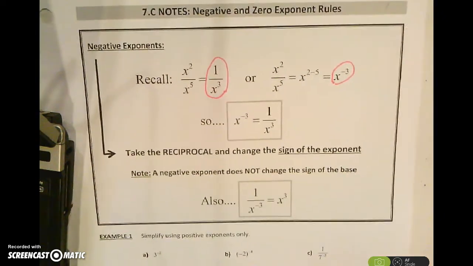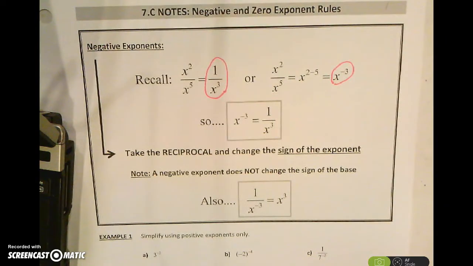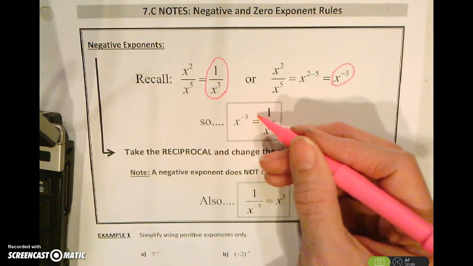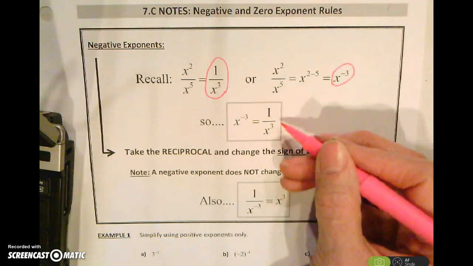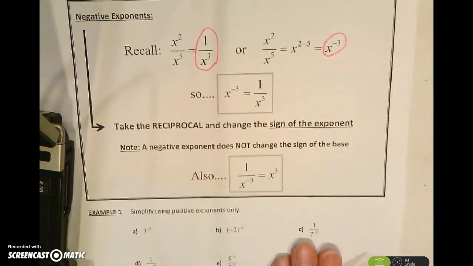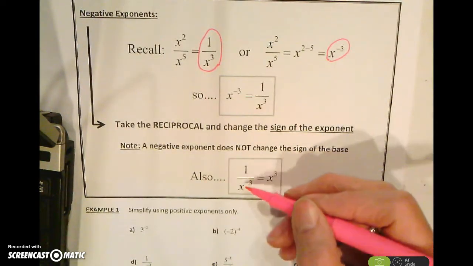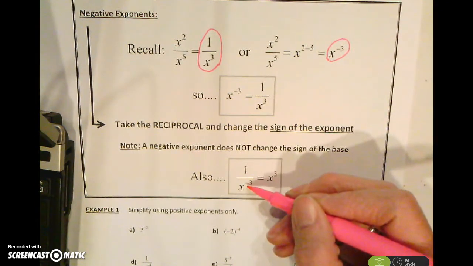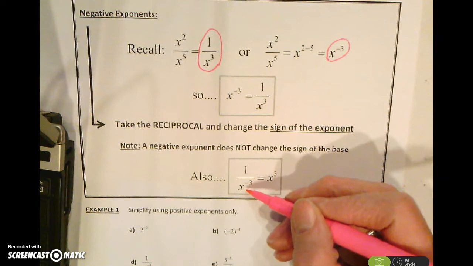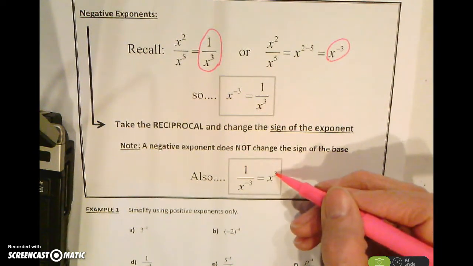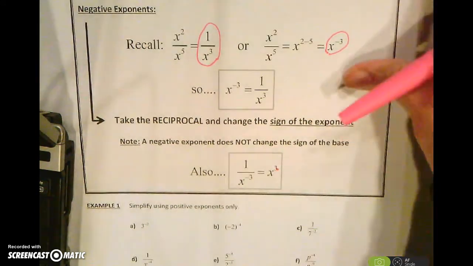Note, a negative exponent does not change the sign in front. So if I have x to the negative 3, I don't get a negative answer. It just changes the sign of the exponent. Also, you need to realize that for 1 over x to the negative 3, where your negative exponent is in the denominator, the reciprocal is going to flip it up to the numerator, and it becomes a positive exponent 3.